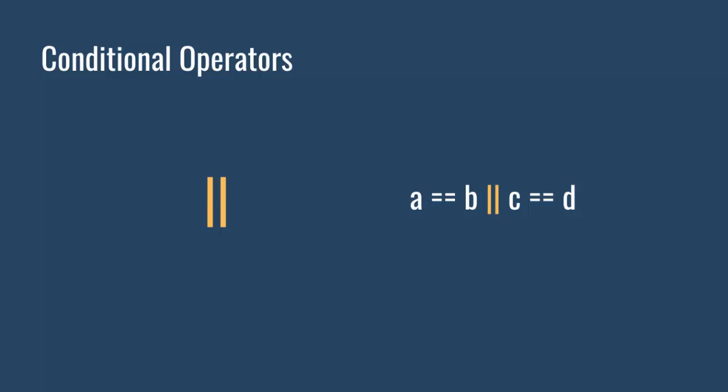The symbol is a logical OR operator. It returns true if one of the statements is true. We use the statement to see if the variable a equals the variable b or the variable c equals the variable d. The symbol is a logical NOT operator. We use it to reverse the result. If the variable a equals the variable b, it returns false, but if not, it returns true.